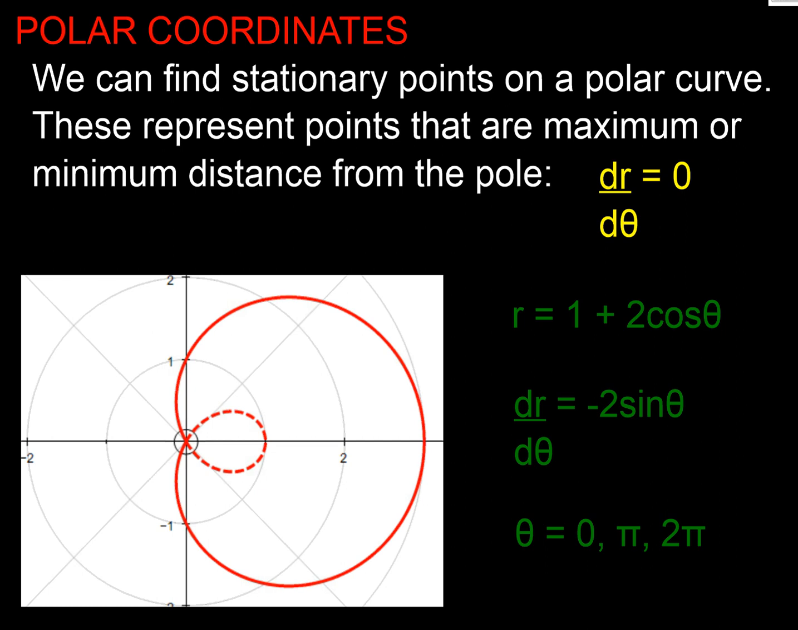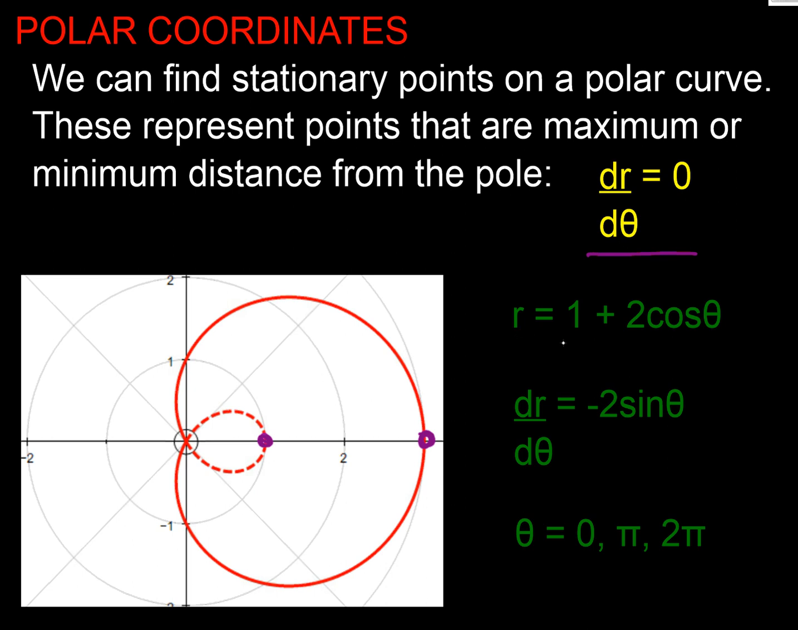Okay, we might be interested in finding stationary points. What are stationary points in polars? Well, they're effectively where we're at maximum or minimum distances from the pole. So here's one here, and here's another there. Well, how are we going to find them? We're going to set dr by d theta to 0.